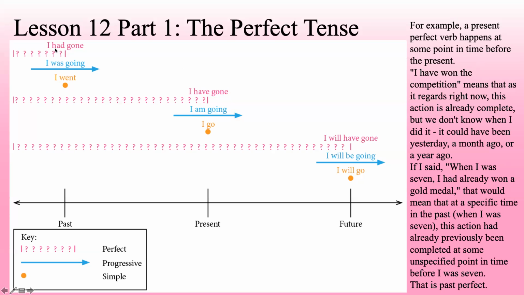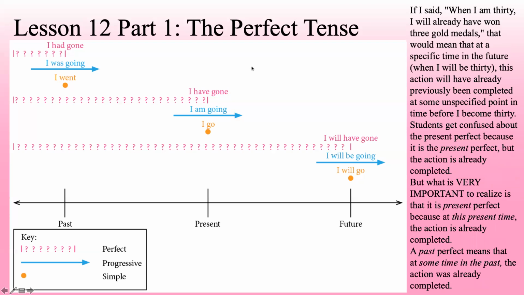If I said when I was 7, at this point in time in the past when I was 7, I had already won a gold medal, that would mean that at a specific time in the past when I was 7, this action had already previously been completed at some unspecified point in time before I was 7. This is past perfect. If I said when I am 30, I will already have won 3 gold medals. That would mean that at a specific point in time in the future, when I will be 30, the action will have already previously been completed at some unspecified point in time before I became 30.